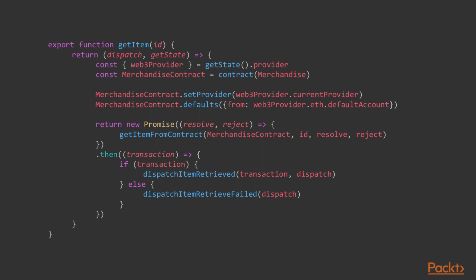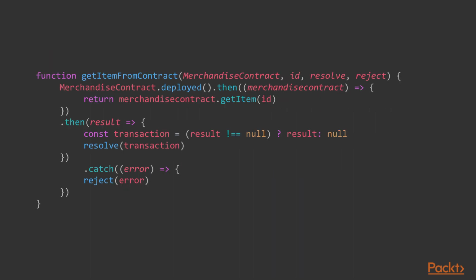Let's take a look next at this code, getItemFromContract. It's a function defined in this same file, actions-merchandise.js, and it's the one that's actually going to handle the communication with our Ethereum contract. This function receives the merchandise contract we were just using as a parameter, as well as the ID of the item we want to retrieve from the contract, and two additional functions, resolve and reject. These are functions provided by our promise that we use to let the promise know when we've completed our work and whether it was successful or not.